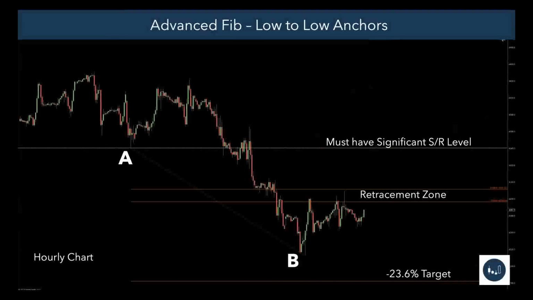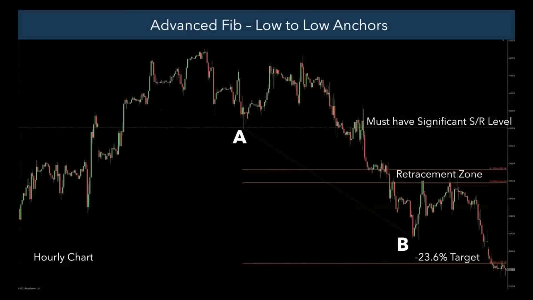So here, this is an hourly chart, and this is a little bit more recent. We can see how this played out. I've put in my significant support and resistance level that price broke down below. This was in the last couple of weeks. So I've got my low to low anchors from A down to B. I can see I got a retracement back up between my 50 and 61.8 and my target sitting down below. And one of the things that NinjaTrader allowed me to do was update this next slide, because after I had created this particular fib example, we saw that price ran all the way down to that target.